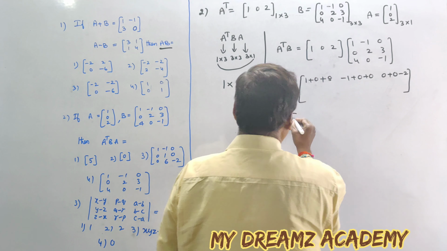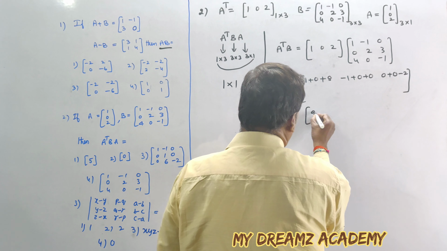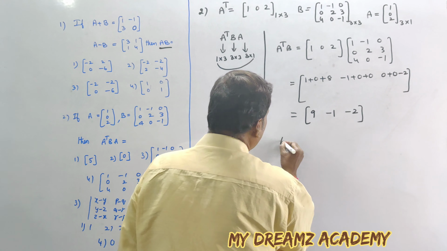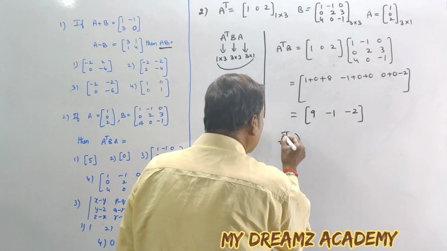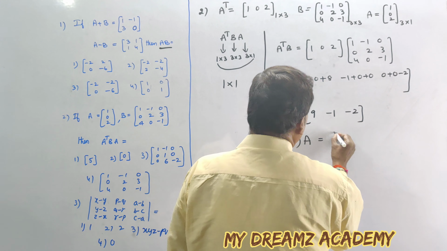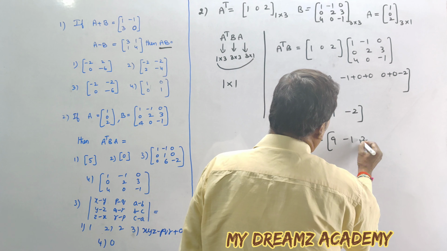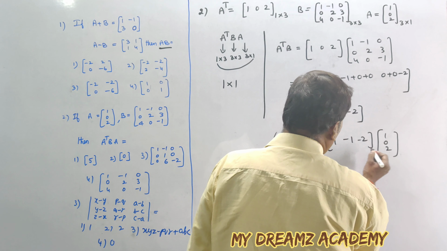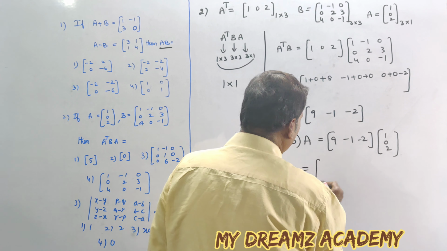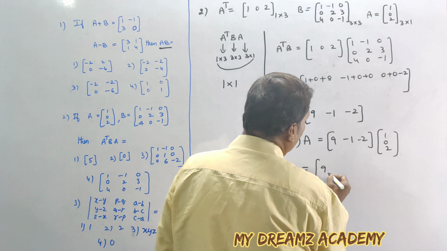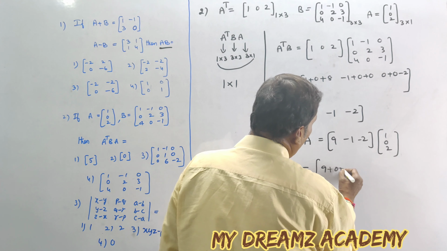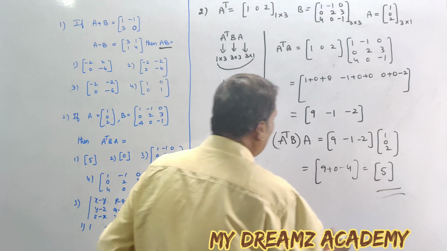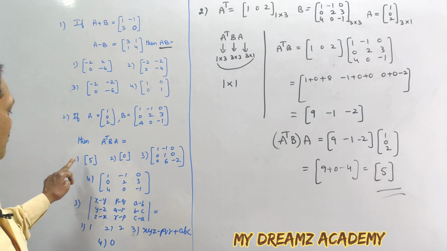This is A transpose into B, which is 9 minus 1 minus 2. Now A transpose B, I am multiplying with A. This is 9 minus 1 minus 2 and A is 1 0 2. That is one row, one column. First row multiply with first column: 9 into 1 is 9, plus 0 minus 4, which is equal to 5. That is the first option in the given key. So this is the first option.